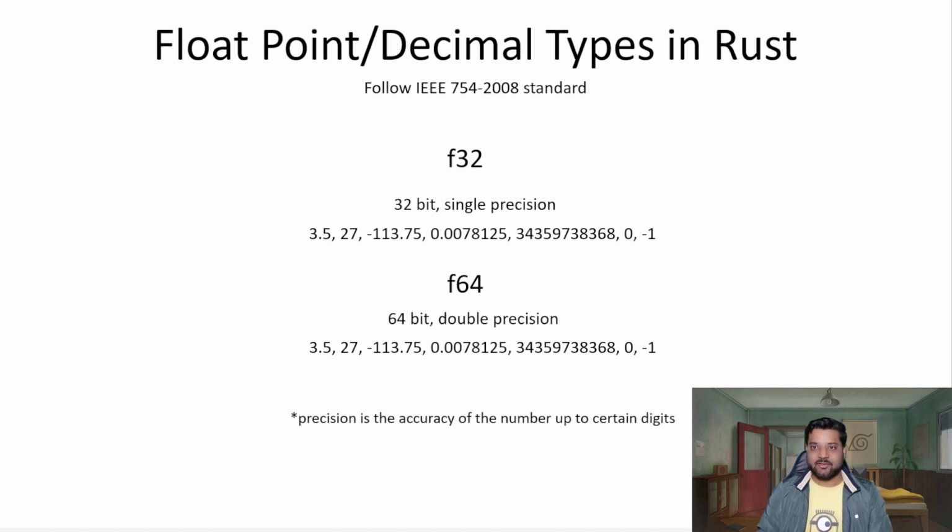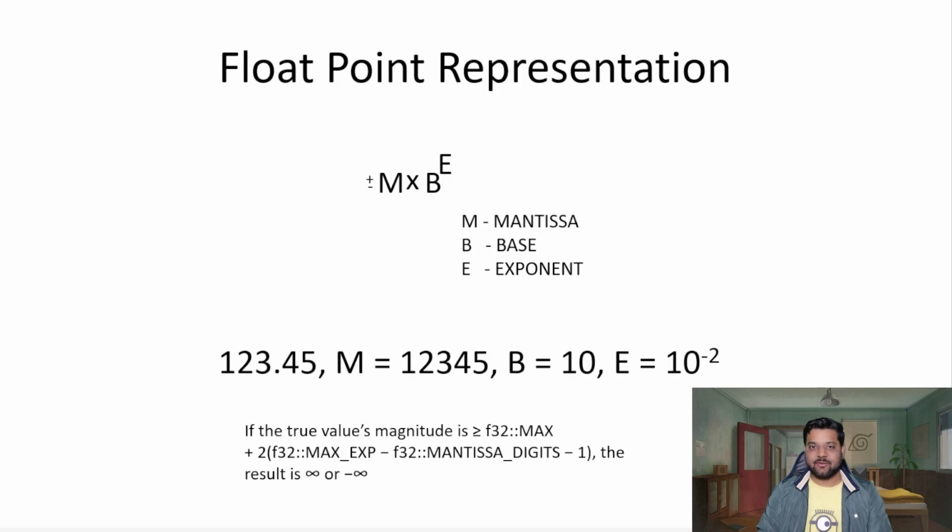Floating point or decimal types in Rust can be of two types. They actually follow the IEEE 754-2008 standard. So it can be F32 and F64. F32 is 32-bit single precision. F64 is double precision. Precision here is the accuracy of the number up to a certain number of digits. A floating point number can be represented in the following expression: m × b^e.